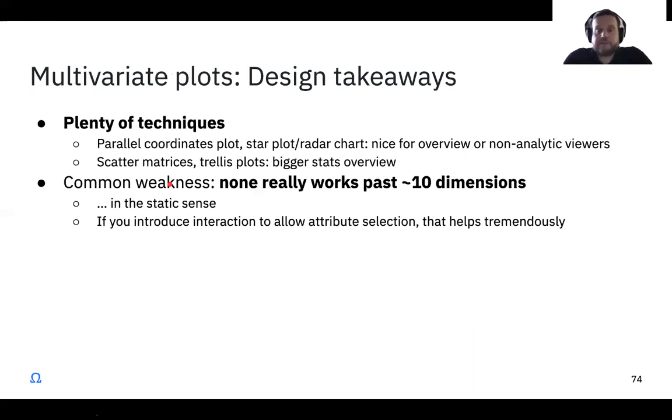So regarding the multivariate plots, the design takeaways: there are plenty of techniques. Parallel coordinates plot, star plot, or radar chart are nice for overview or for non-analytic viewers, and scatter matrices and trellis plots are more about the stats and relationships of values. But of course, we have seen a common weakness: none really works past more than 10 dimensions, at least in the static sense, if you want to cram everything on the screen right away. But if you introduce interaction to allow attribute selection, so people can select the dimensions that they want to visualize, that will help tremendously. So that's definitely a consideration for possibly your projects.